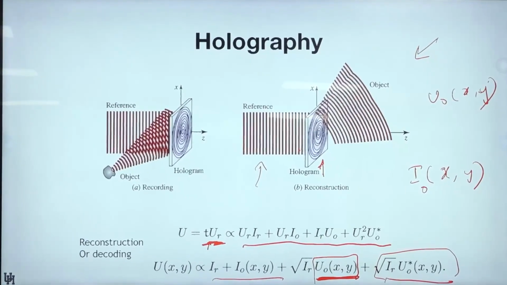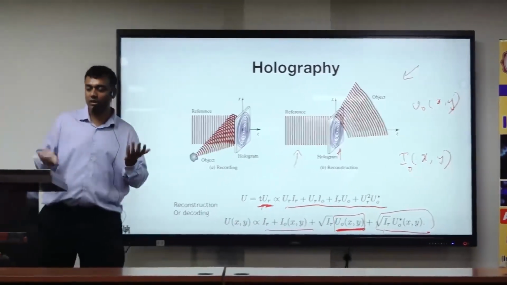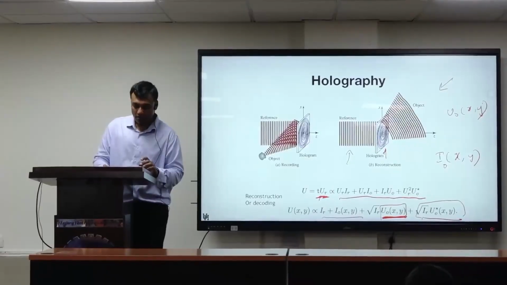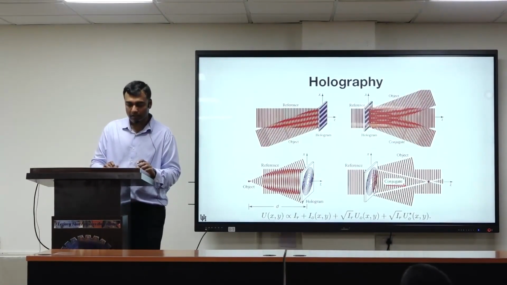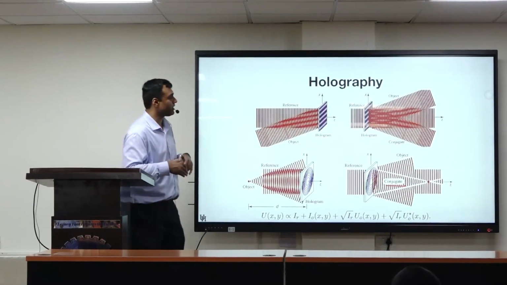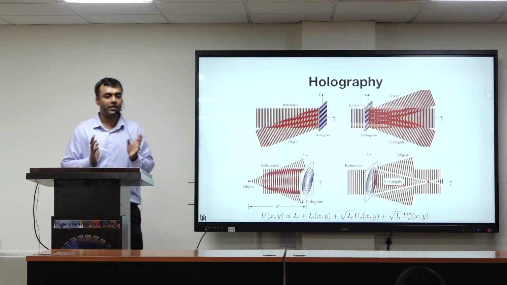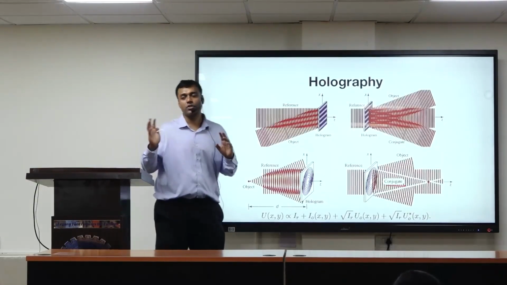It's a second image of the object which you also see necessarily. This is called the conjugate, which is something that happens in holography and is not easy to avoid. There are ways of dealing with it, which I'll talk about. But this is one of the issues with holography.